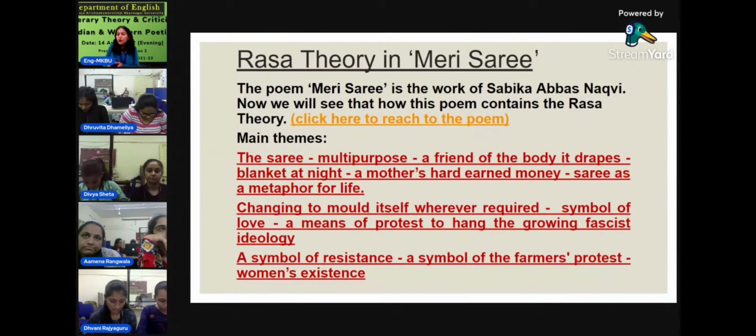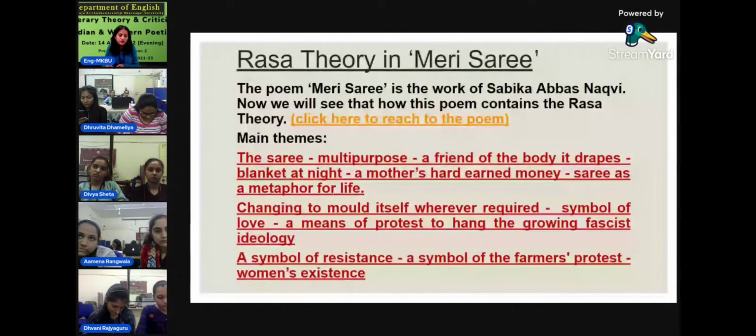A friend of the body it wraps: whoever wraps it, the sari will be a friend to that body. A blanket at night, it is a symbol of peace. A mother's hard-earned money, that is the symbol of hardship. Sari is a metaphor for life, as she has portrayed in her poem, challenging to mold itself wherever required. Whenever you want to mold it, it will mold as per your requirement.